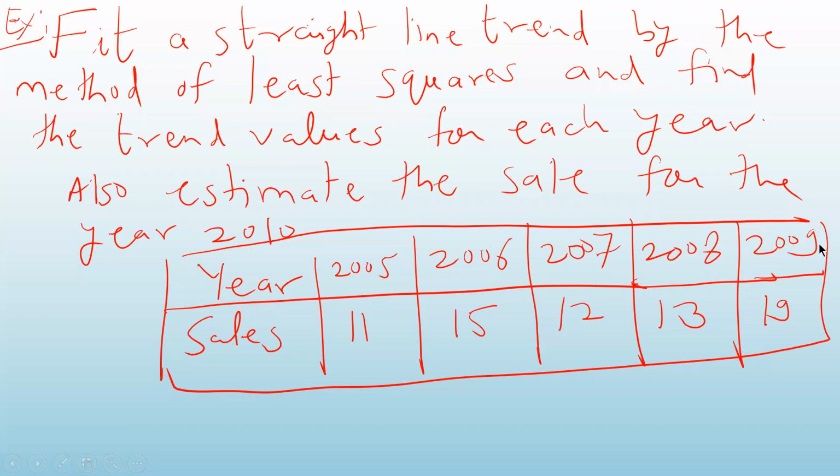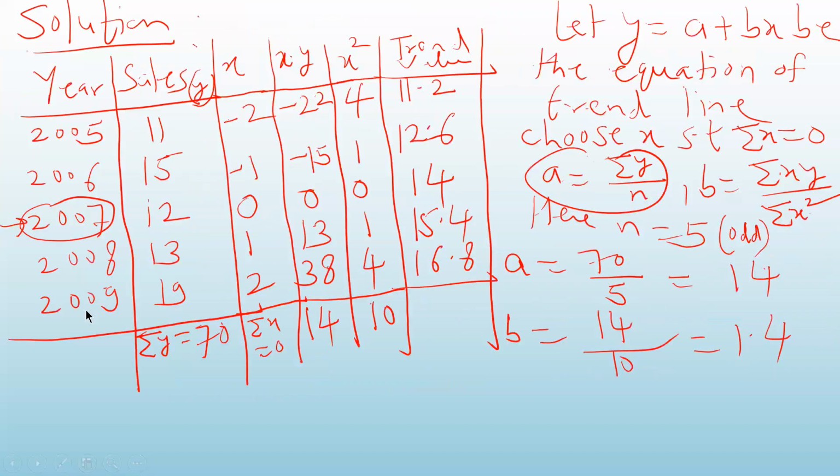2010 में कितना होगा sale? So look at here. 2009 के बाद 2010 आएगा तो उसके लिए x का वैल्यू क्या होगा? Look at here, x का वैल्यू इधर 1 to एक के स्टेप में इंक्रीज हो रहा है. तो 2010 के लिए x का वैल्यू होगा 3. So if you have to find out the sale or the estimated value for the year 2010, you have to put x equal to 3.